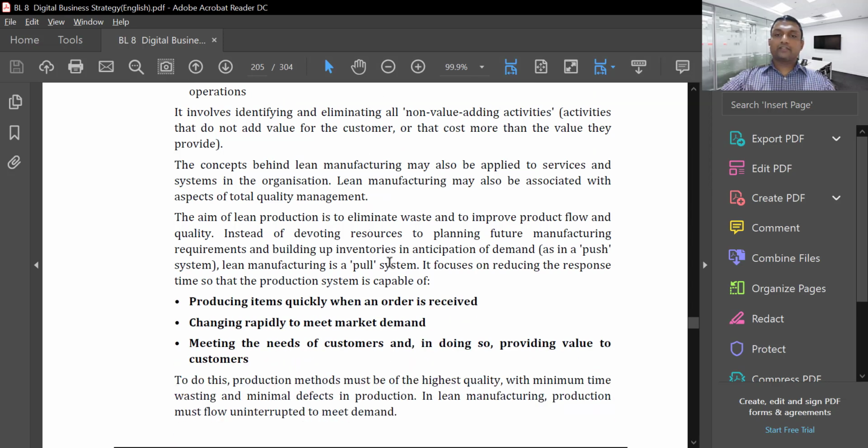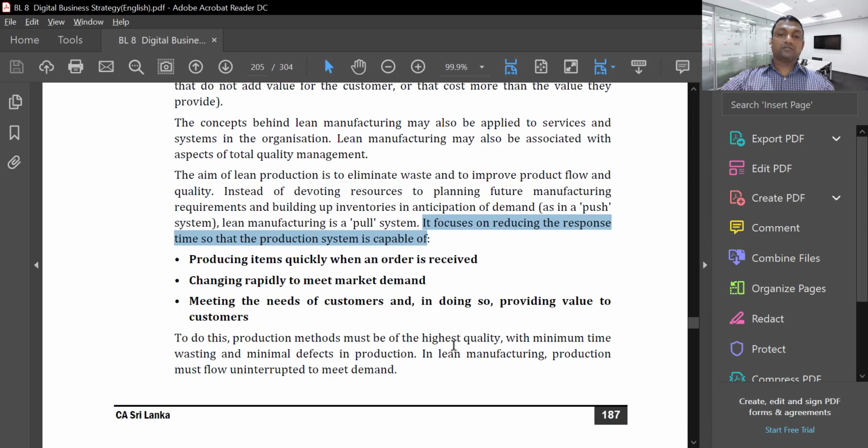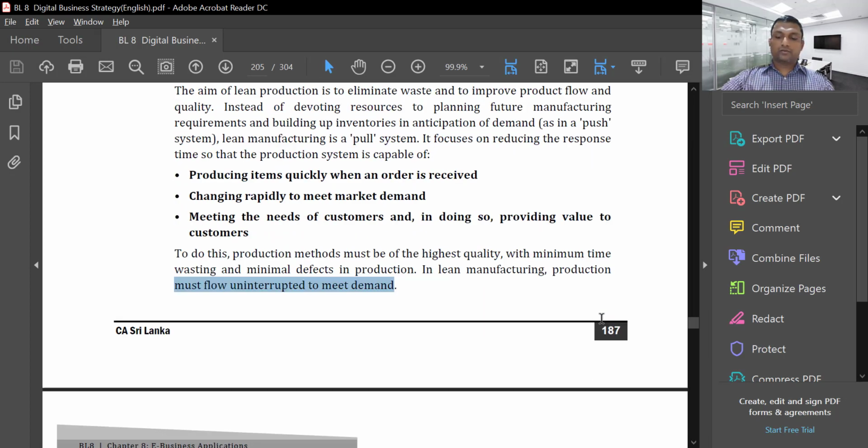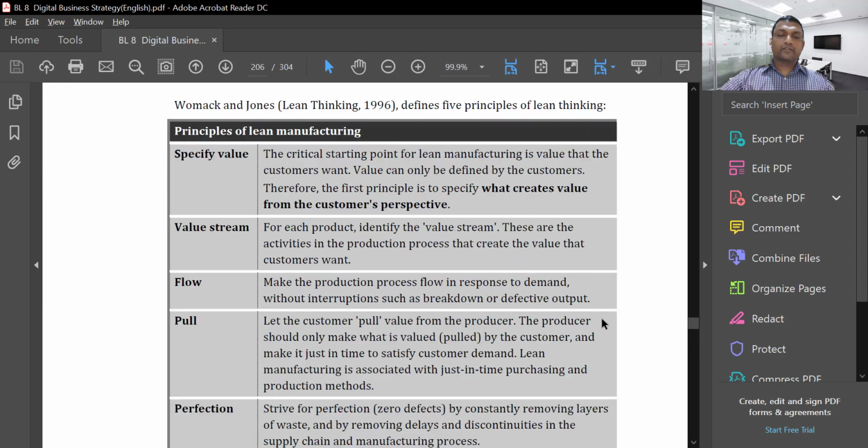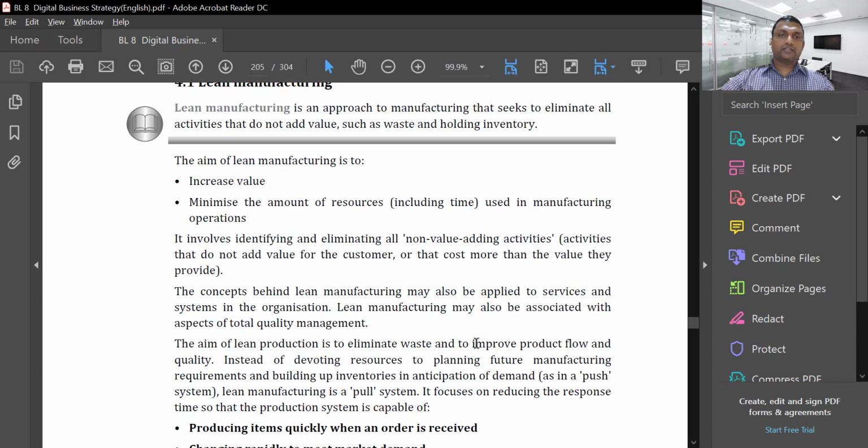And there are certain things, as an example, it focuses on reducing the response time so that the production system is capable of quickly producing the ordered items, rapidly meeting the market demand when market demands change, and when the customers change their demands. So meeting the needs of the customers is also possible in this kind of situation. And lean manufacturing helps the production to flow uninterrupted to meet the demand. So this is all about optimized production, right? There are certain principles of lean thinking. Let's look at the question and see how this happens.